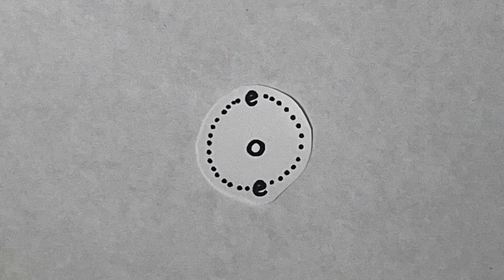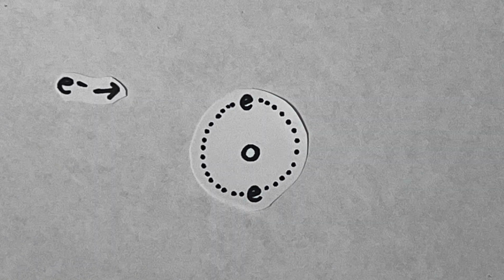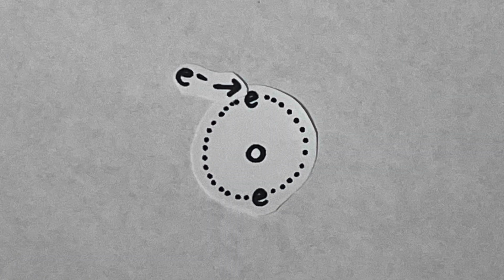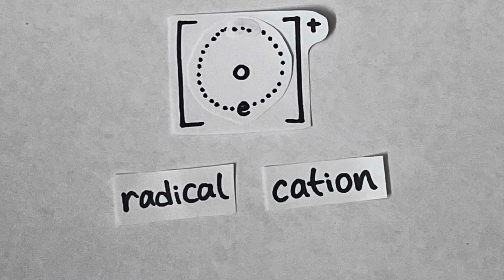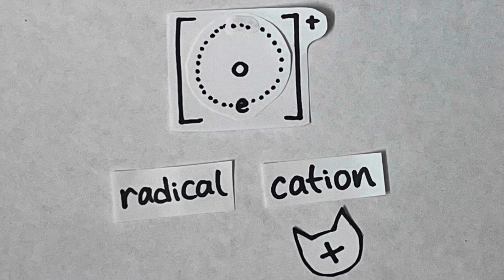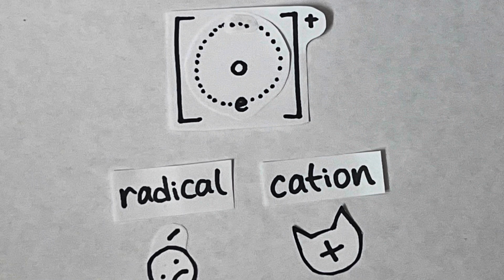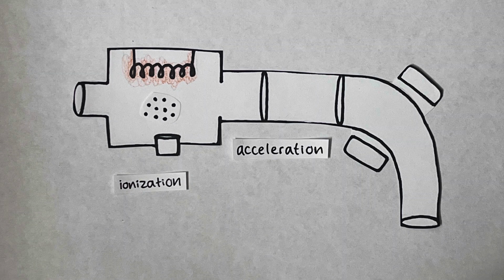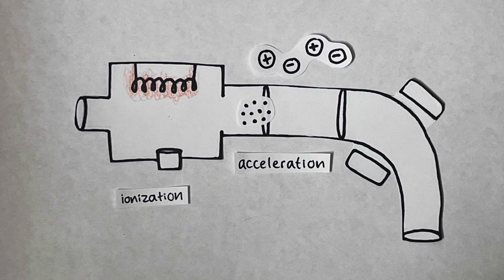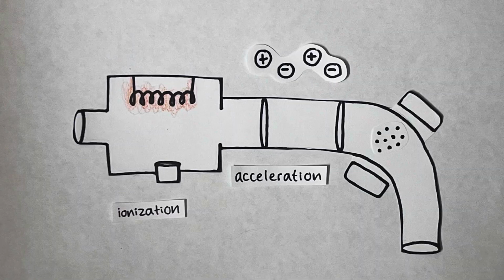Here's an atom in your sample. When these high-energy electrons come in, they have the power to knock an electron out of the atom's orbital. This then creates a molecular ion, which is a radical cation, a positively charged ion that now has an unpaired, lonely, sad electron. The next step is acceleration, where a magnetic field moves all the ions at the very same fast speed through the machine.